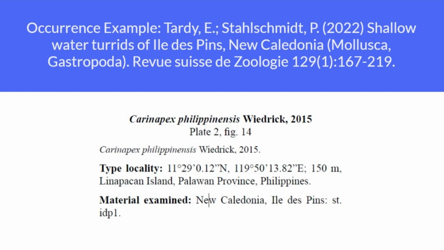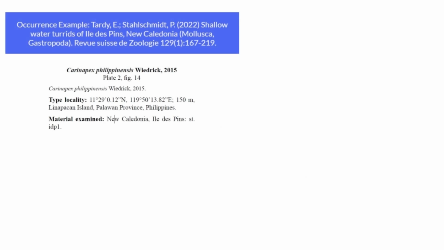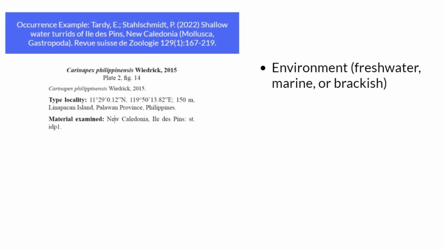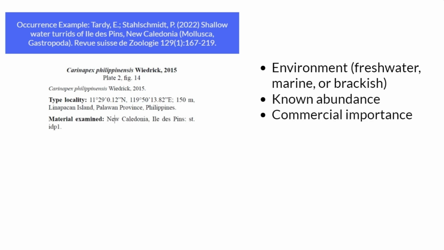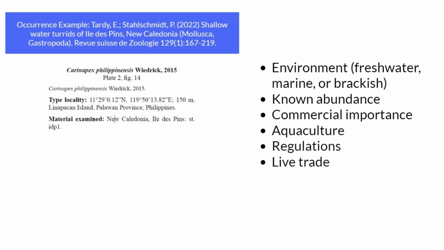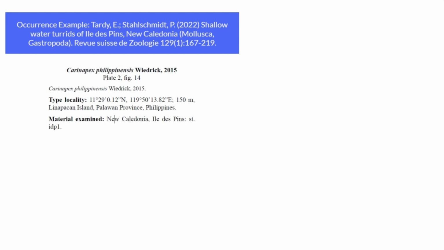Other information provided in the country and ecosystem tables includes environment, whether freshwater, marine, or brackish, the known abundance, commercial importance, aquaculture, regulations, live trade, use, as game or bait, and threatened status in that country.